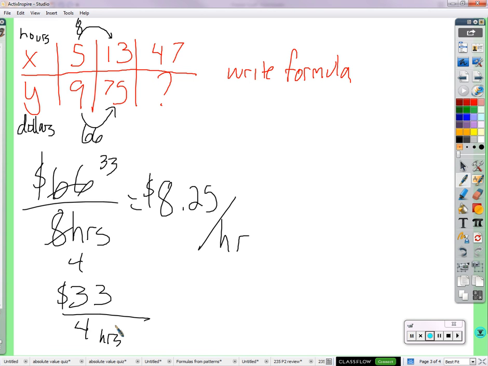I'm going to put this point right here on a graph: 5 hours, $9. If I move over 4 hours from then, 1, 2, 3, 4 hours, how many dollars did I make in those 4 hours? 33. So I'd have to move up 33. I don't have the room to go up 33, but that's 9. Right? I should make 33 more dollars.